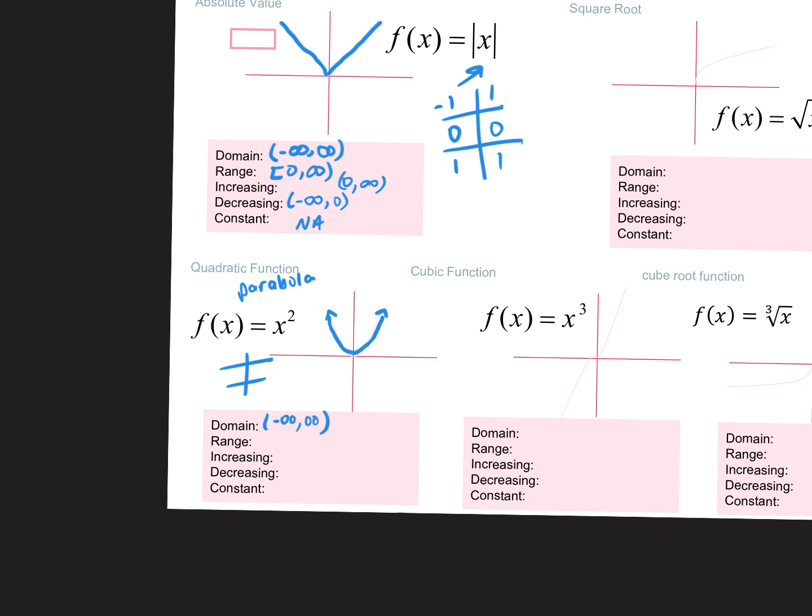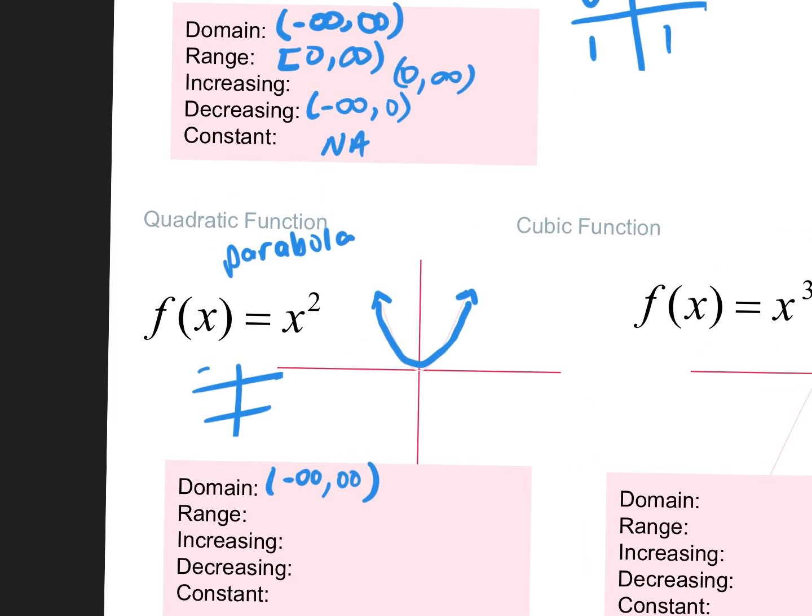Because if you plug in 0 for x, you get out the value 0 for y. It's a solution. So let's talk about x squared. What happens when I plug in -1 to x squared? What do I get? +1.